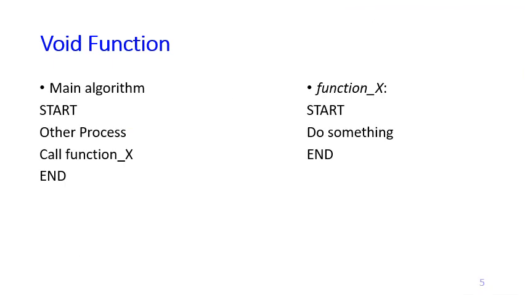So in general, this is how our algorithm looks. We start the program, and then we do the other process, and then we call the function. Once we call the function, it will go here, it will start the function, do something within the function, and end. And then once the function ends, it goes back to here, and here it says the main algorithm ends as well.